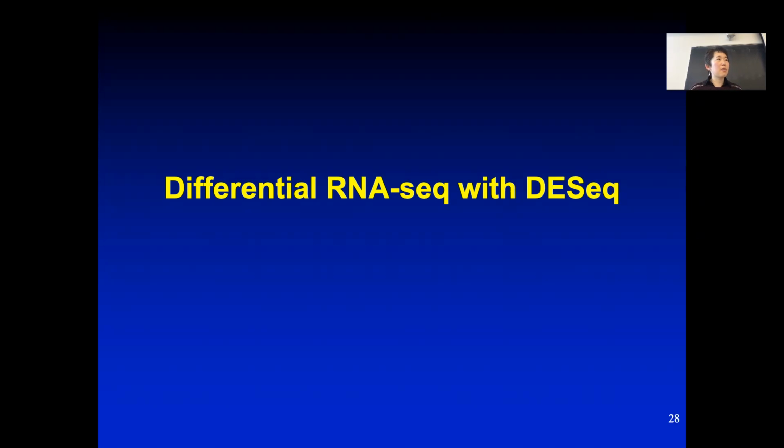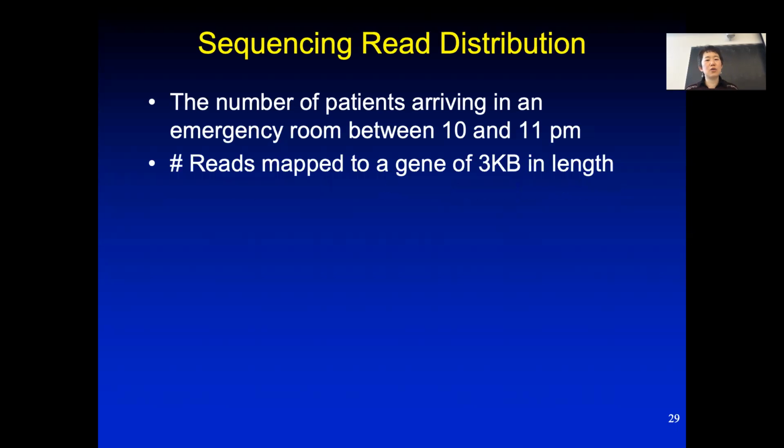Similar to microarrays, for RNA-seq, we also need to know the sequencing read distribution. If you can model the distribution of the read counts, then we can use the correct statistics to calculate the difference. And so in terms of read distribution, let's think about some very simple cases. Say, at an emergency room at a certain hour on a day, you are asking, how many patients come in? Because it's a pretty sparse event.